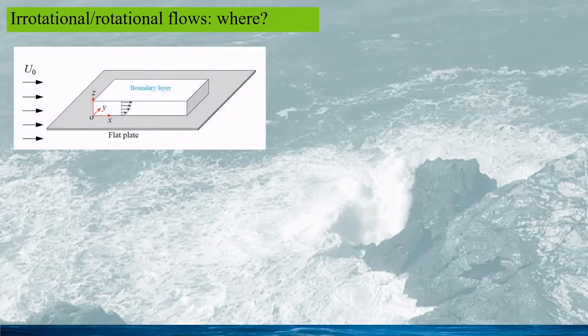Now, we may have a question: where can we see rotational and irrotational flows in practical flows? Here, a uniform flow passes a plate, and near the plate surface there will be a boundary layer, where the fluid velocity increases from zero at the plate surface, due to the no-slip condition, to the same velocity as that of the uniform flow. This layer is called the boundary layer.